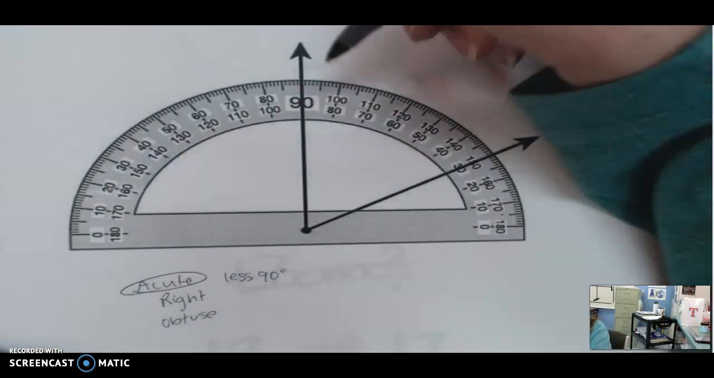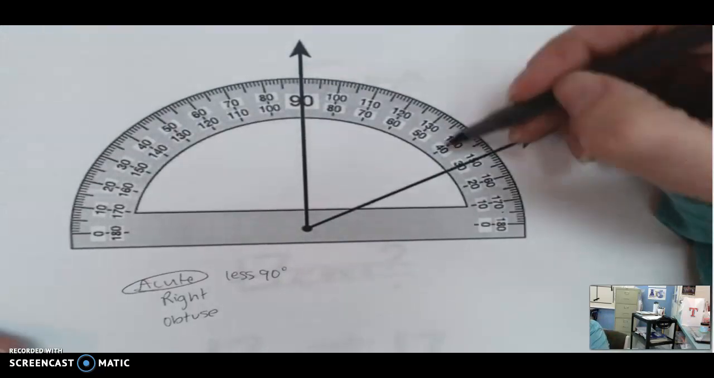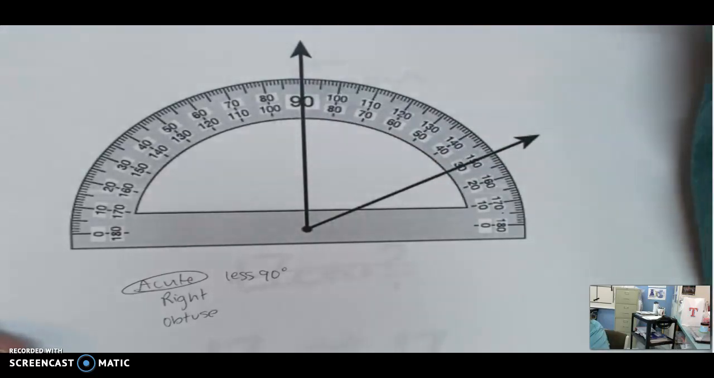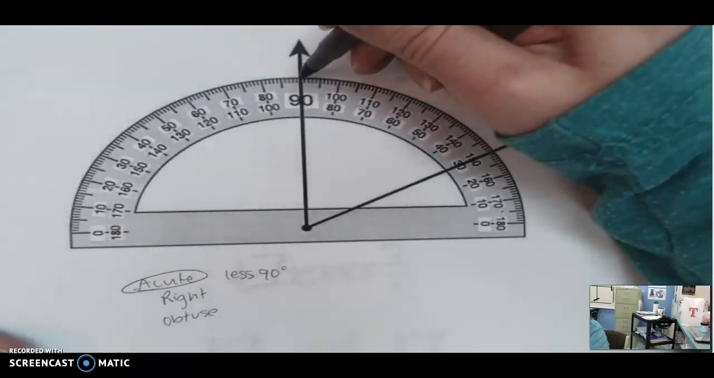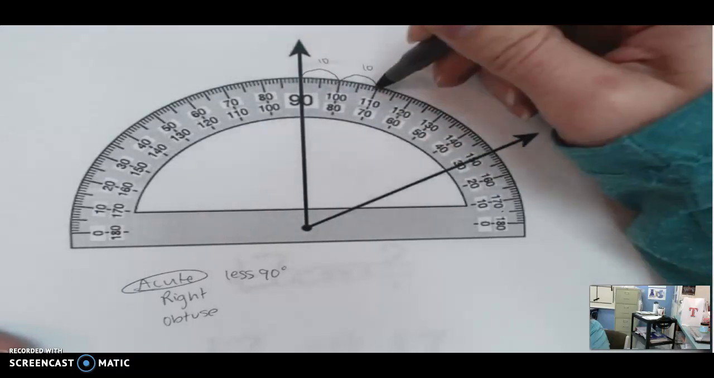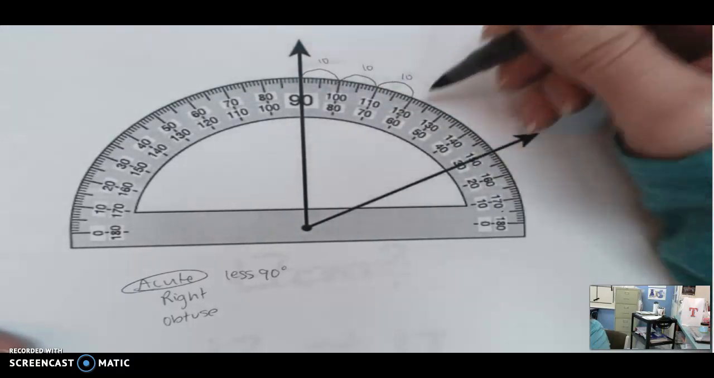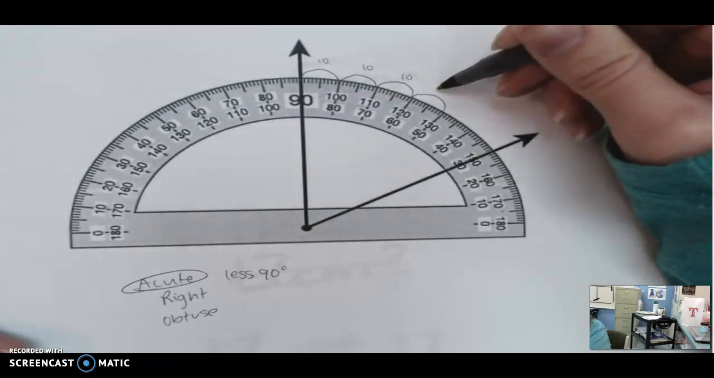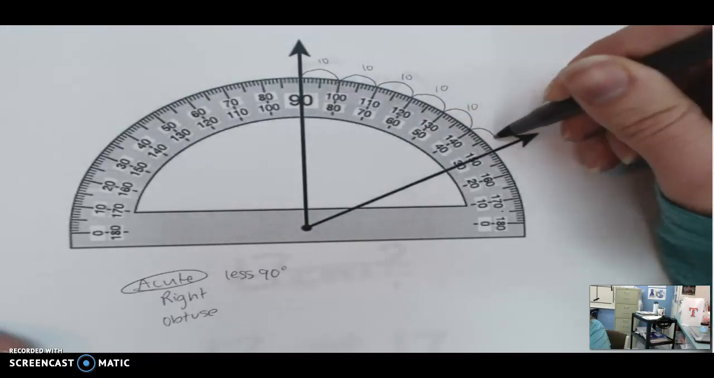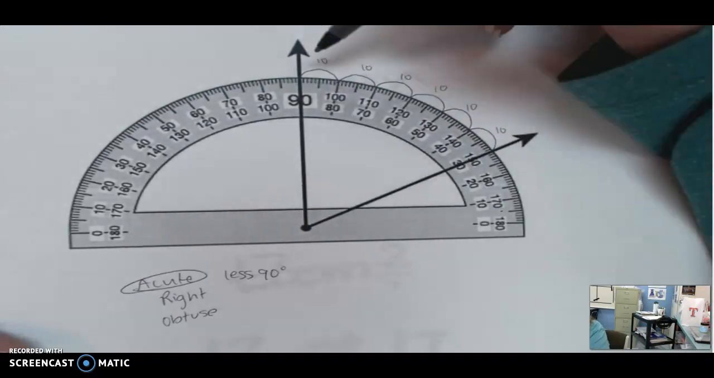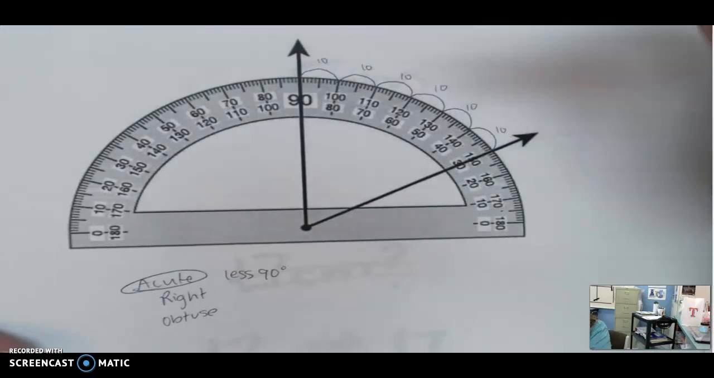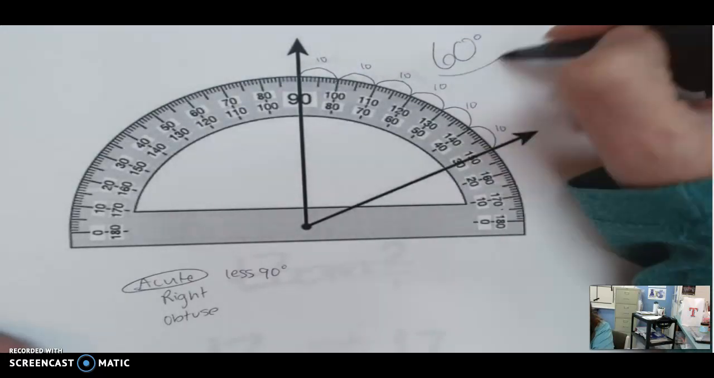And we're going to just use it as a number line. You can start on either side. I'll still start over here. So it looks like it's starting exactly at 90 again. So from here to here is 10. From here to here is 10. Here to here is 10. From here to here is 10. From here to here is 10. And from here to here is 10. So how many is that? Count by tens with me. 10, 20, 30, 40, 50, 60. So this one is 60 degrees.